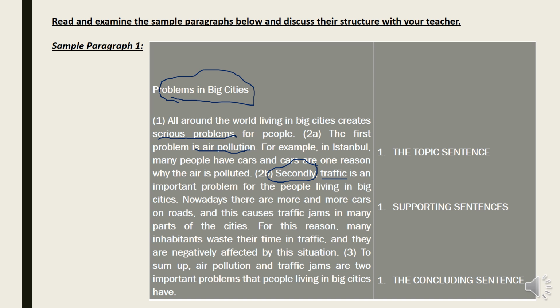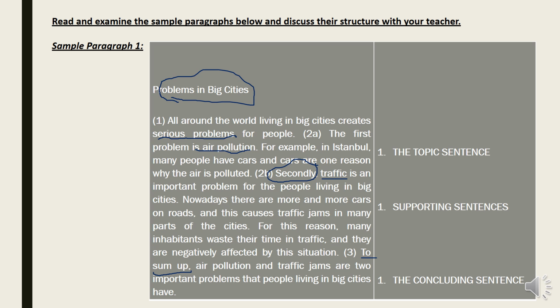I moved to the last part of the paragraph, which is the concluding sentence. The concluding sentence is the sentence that sums up the whole paragraph, or it restates what was mentioned in the topic sentence, but using different words. To sum up, this is a transition here. To sum up is a transition. Air pollution and traffic jams are two important problems that people living in big cities have.